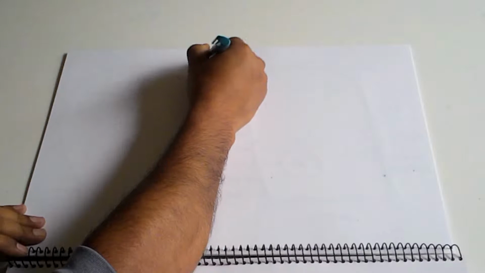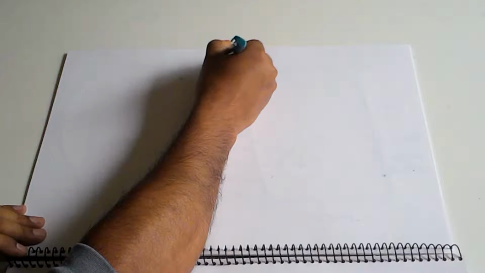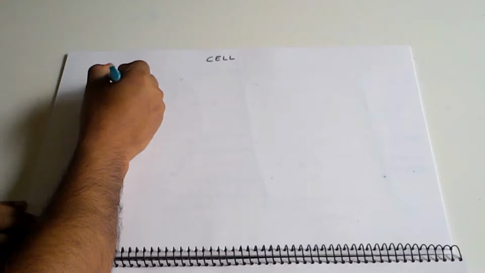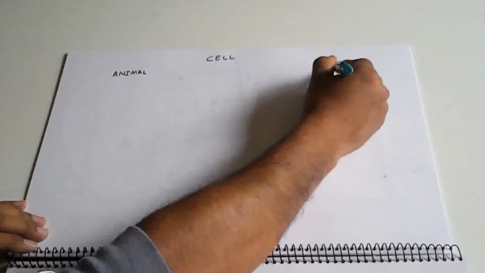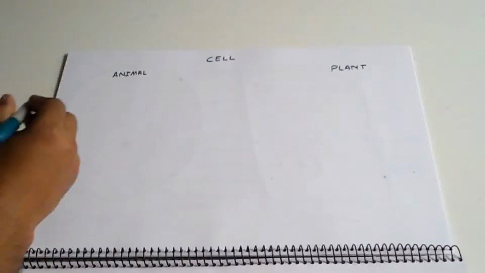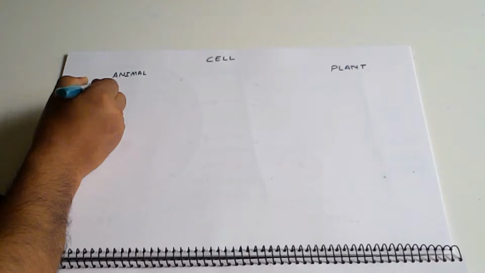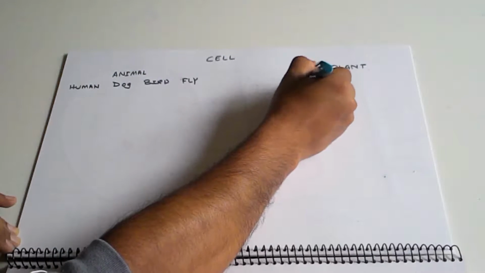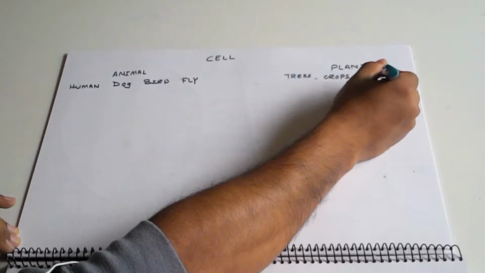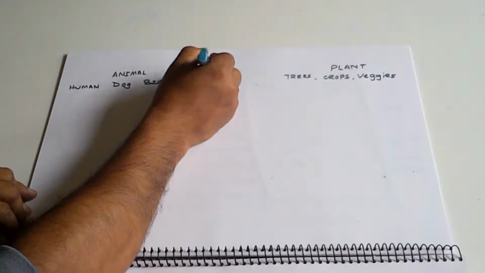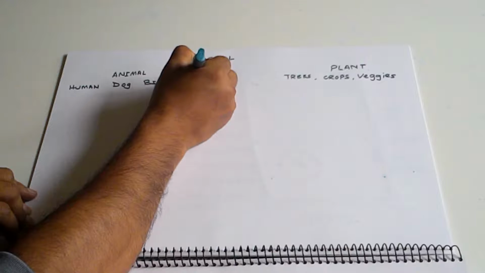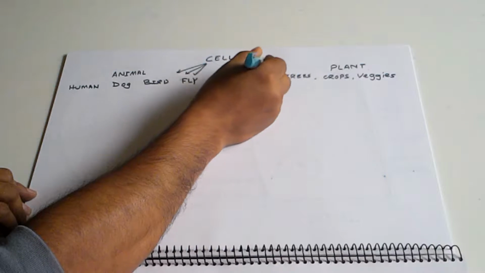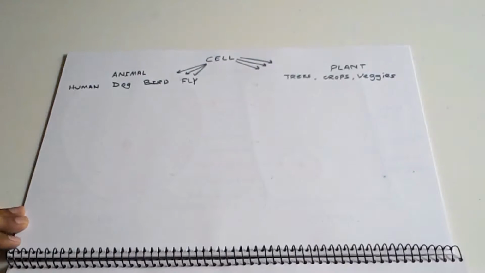Today's lesson is about cell, and this lesson is useful for all science students at lower secondary level. We all know all animals such as humans, dogs, cats, birds, etc. and all plants such as crops, vegetables and trees are made up of millions and millions of cells. In this sense, cells are the fundamental unit of all living beings.